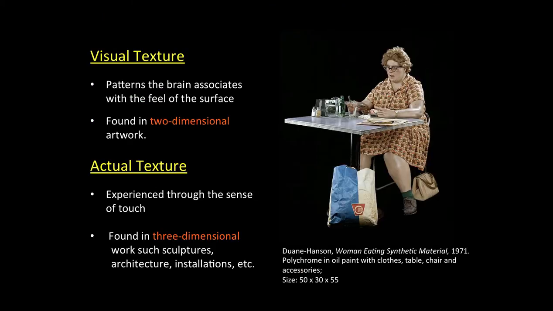So just to sum things up: visual texture, two-dimensional; actual texture, three-dimensional. Not too much there. When you're picking out your pictures for your sketchbooks, some people look at paintings of flowers and say, well, if I could actually touch that, it would be actual texture. But paintings are visual texture, so try and separate that out.